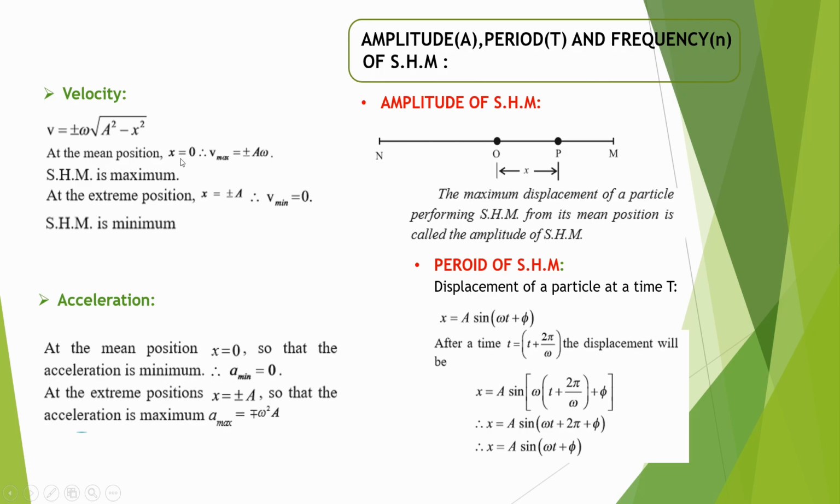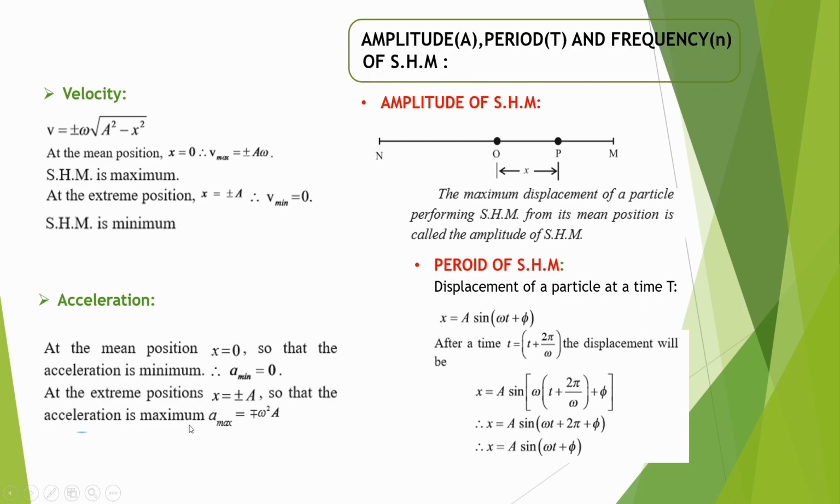Then see the next term, the acceleration. What is the formula for acceleration? In magnitude, acceleration is equal to ω²x. At the mean position x = 0, so the acceleration is minimum, equal to 0. When the particle is at the extreme position, x = ±A, so the acceleration is also maximum. The formula for Amax is ±ω²A.